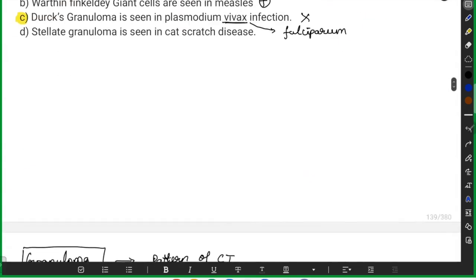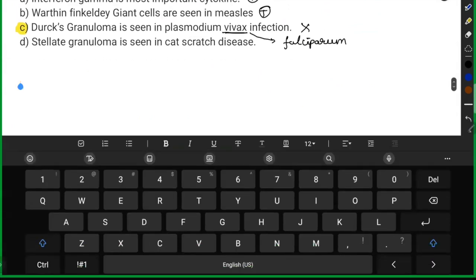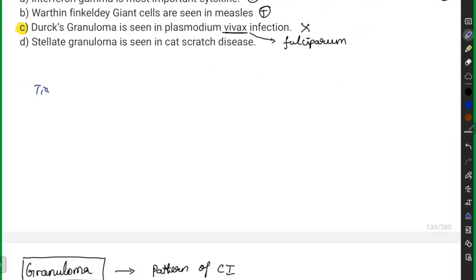Something called tissue macrophages. I want to add something called tissue macrophages. What are tissue macrophages? I'll give you some time, you just answer me in the chat box. What is the macrophage found in the liver called? The macrophage found in the liver is called Kupffer cells.